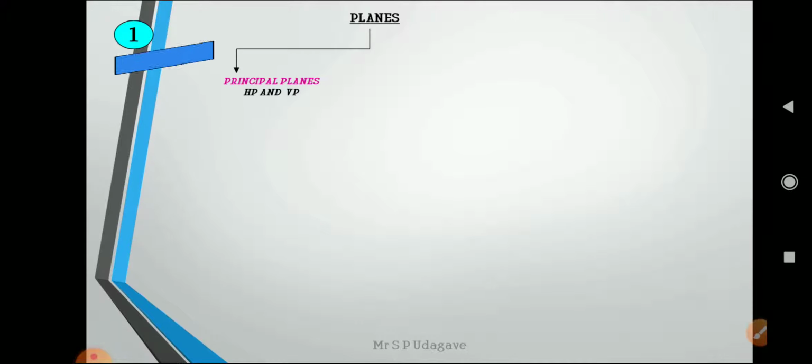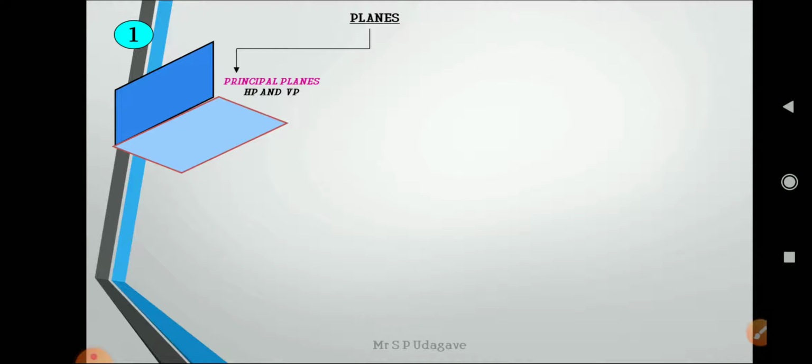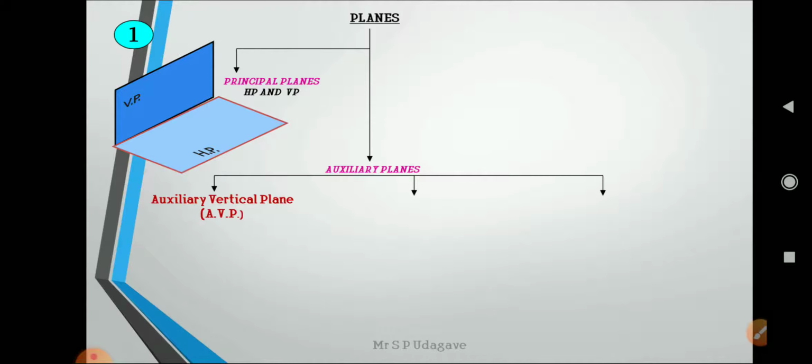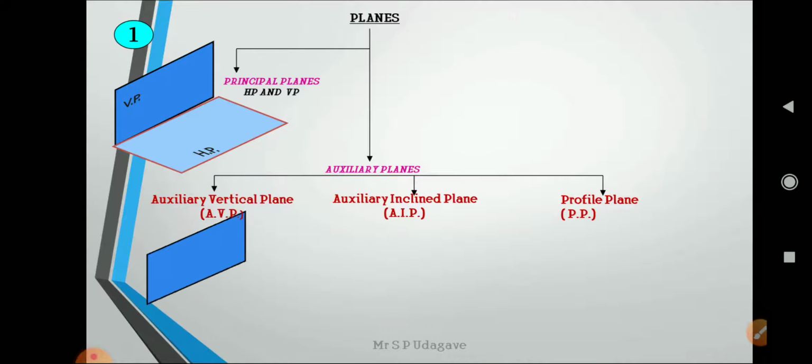So, the different types of planes we can use in orthographic projection. The principal planes in orthographic projection are the vertical plane, VP, and the horizontal plane, HP. Again, the different types of planes we can use are auxiliary planes. There are three types. The first one is called the auxiliary vertical plane, AVP in short form. Second, the auxiliary inclined plane, AIP, and the last one is the profile plane, PP.